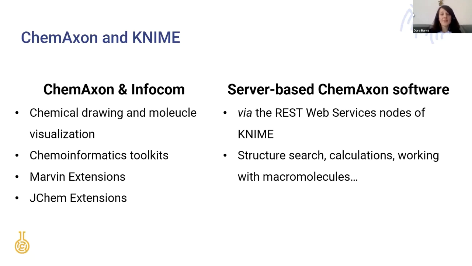The other alternative for wiring Chemaxon applications into a KNIME workflow is by using the REST Web Services nodes of KNIME to access various server-based Chemaxon software tools. With this REST Web Services-based solution, we can also build in chemical structure search steps, property calculation steps, or we can use it for managing and manipulating macromolecule related information.